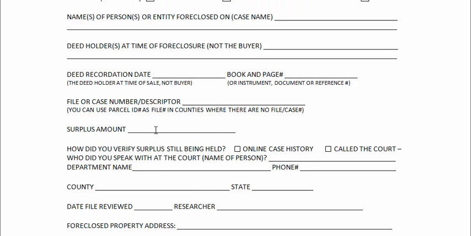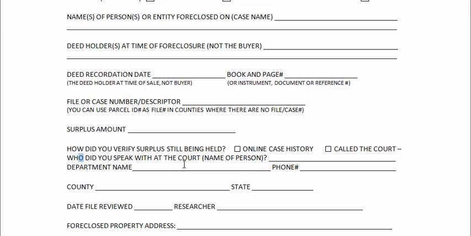Surplus funds amount, that's in there. How did you verify surplus still being held? Online case history. Now, let me make something clear. The only type of online check you're going to be able to use here is if they actually have case history, meaning you can go in and say, look, here's when the motion was for the foreclosure or the tax sale. Here's when this happened. Here's when that happened. Most times, you're going to need to call the court. Who did you speak to at the court to double check the money's still being held?